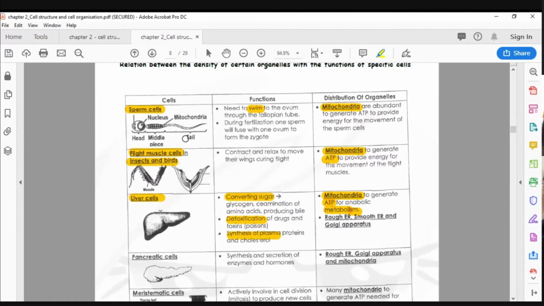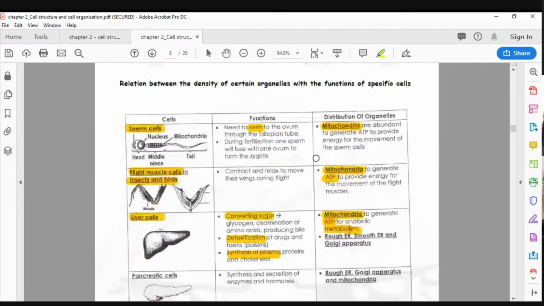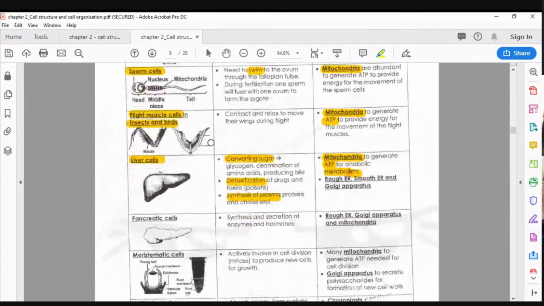So if a question asks you which cells have a lot of mitochondria, what's your answer? What type of cells?